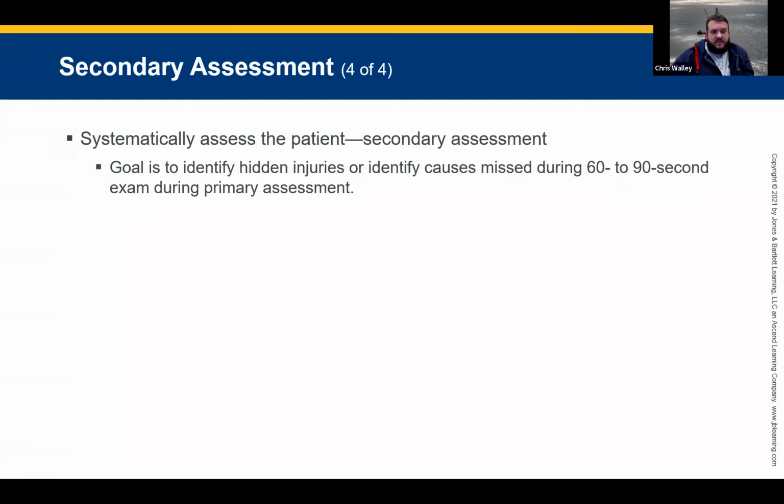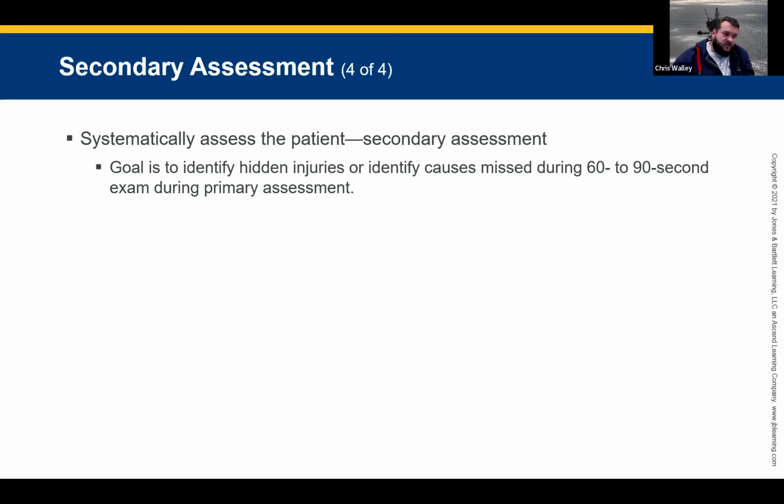All right. Systematically assessing the patient is done during the secondary assessment. The goal is to identify hidden injuries or causes that may not have been identified during the first 60 to 90 second exam during the primary assessment. In your books, if you look at Skill Drill 10-2, it breaks it down for you, tells you what's going on, gives you some ideas. And remember, your initial assessment is going to take you 60 to 90 seconds. You're like, well, that's not a lot of time. Well, that may just be from you trying to do your primary assessment and then moving on.